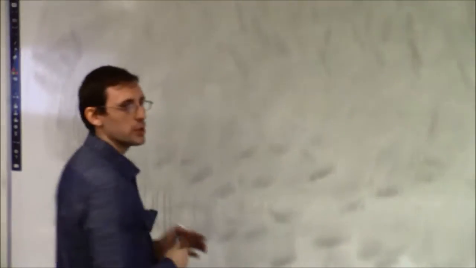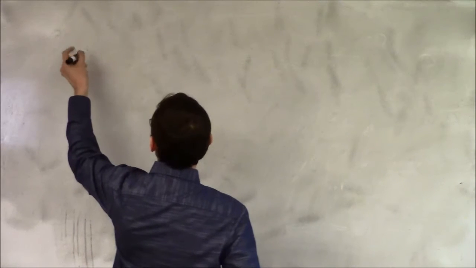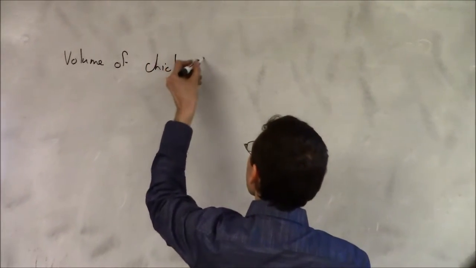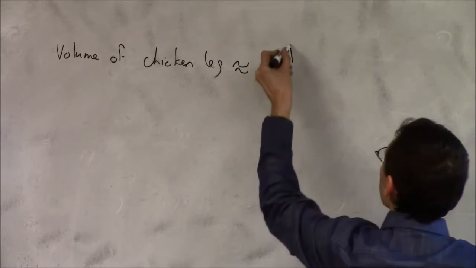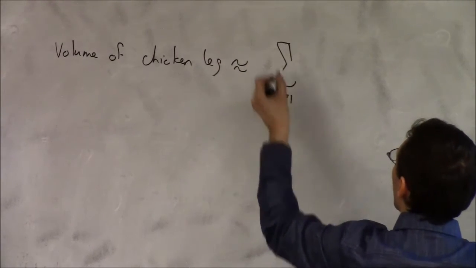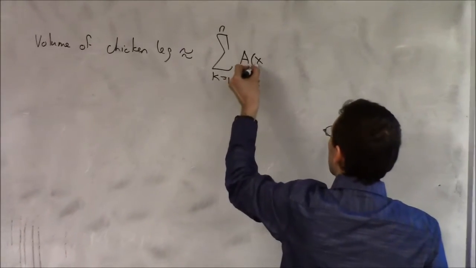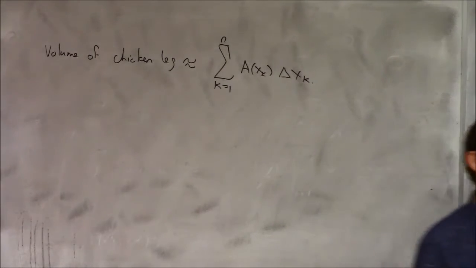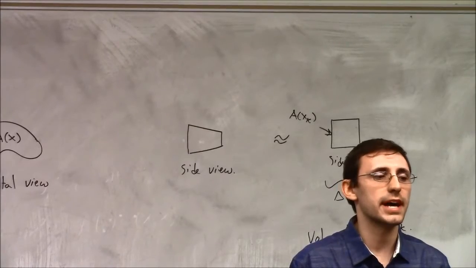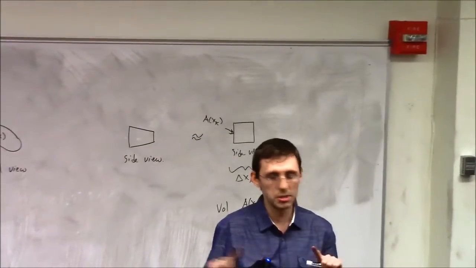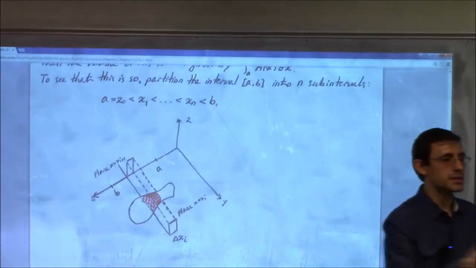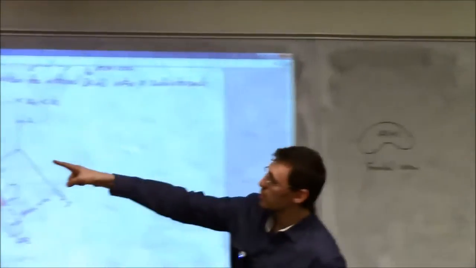The sum of all the small segments, right? So I would say that the volume of the chicken leg is approximately equal to the sum where k goes from 1 to n of A of xk times delta xk. That's the volume of the slices. So what I'm really saying is the volume of the entire chicken leg is the sum of the slices, where in fact the slices were replaced by cylindrical slices, which is not necessarily true, as you can see in this picture. The area in front is different from the area in the back. You can see it's narrower there. But if the slices are very, very thin, it's almost the same. That's why I wrote approximately.